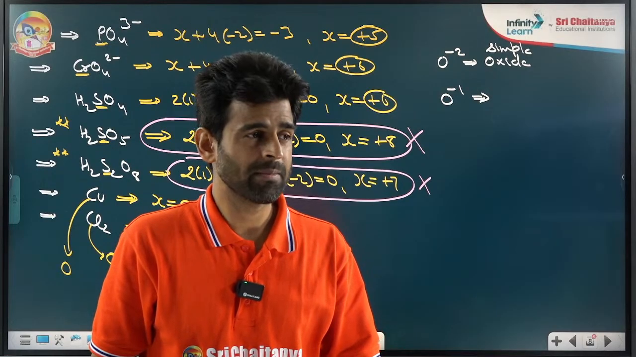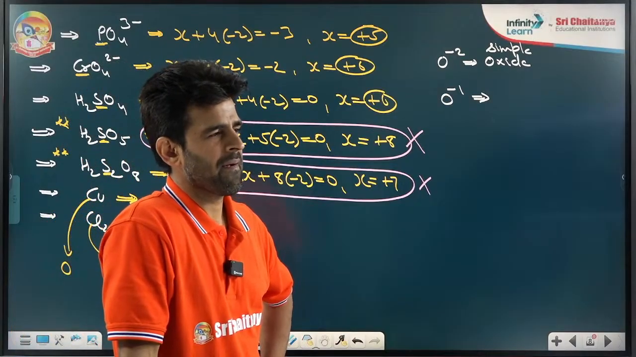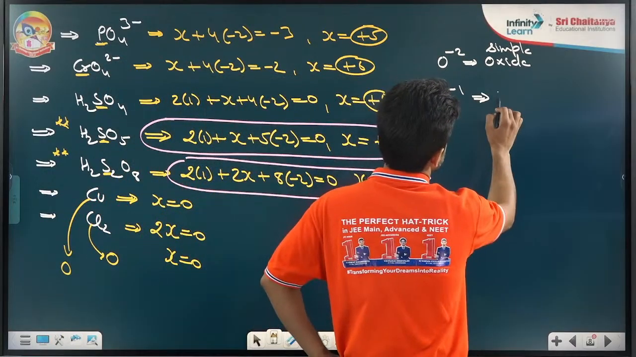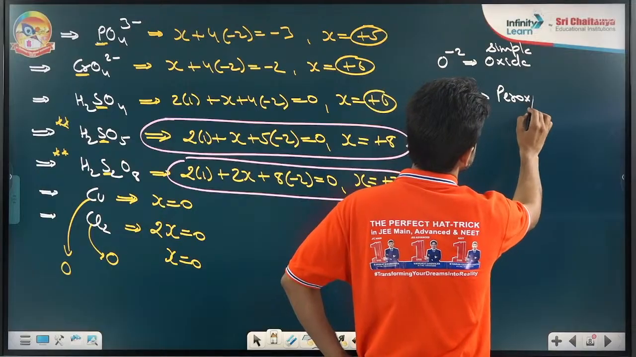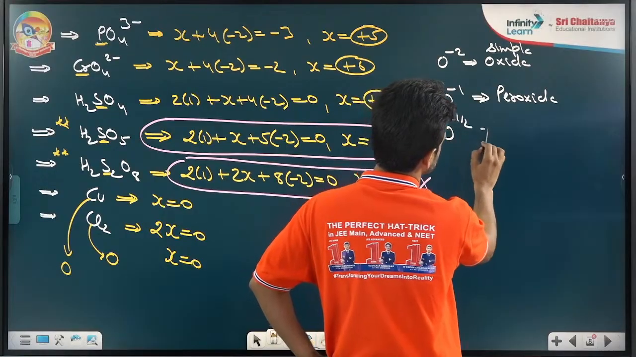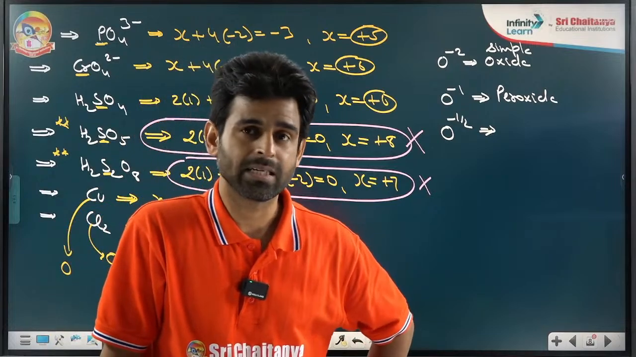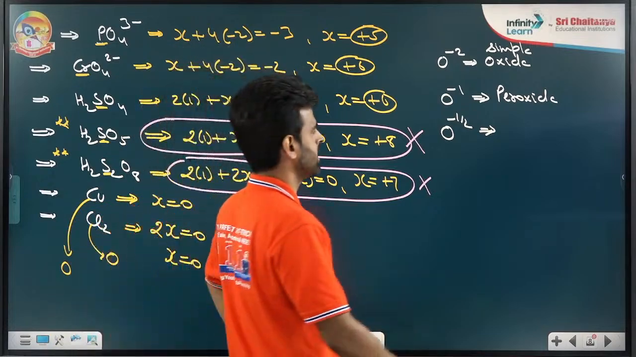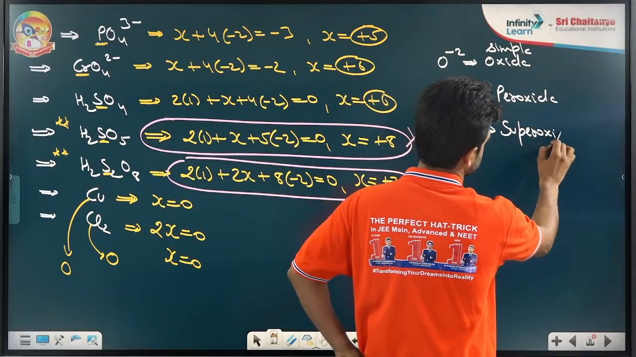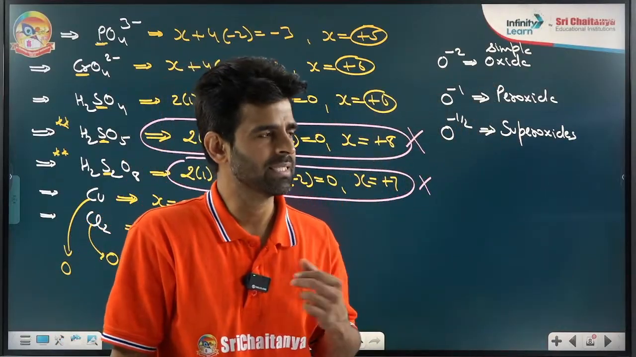What do we call these oxides? Tell me. Yes, Mandeep. Yes, Shagin. We call them peroxides, when oxygen shows -1. And sometimes oxygen shows an oxidation state of -1/2 also. We call them superoxides, right? Yes, peroxide and superoxide. You can see this.